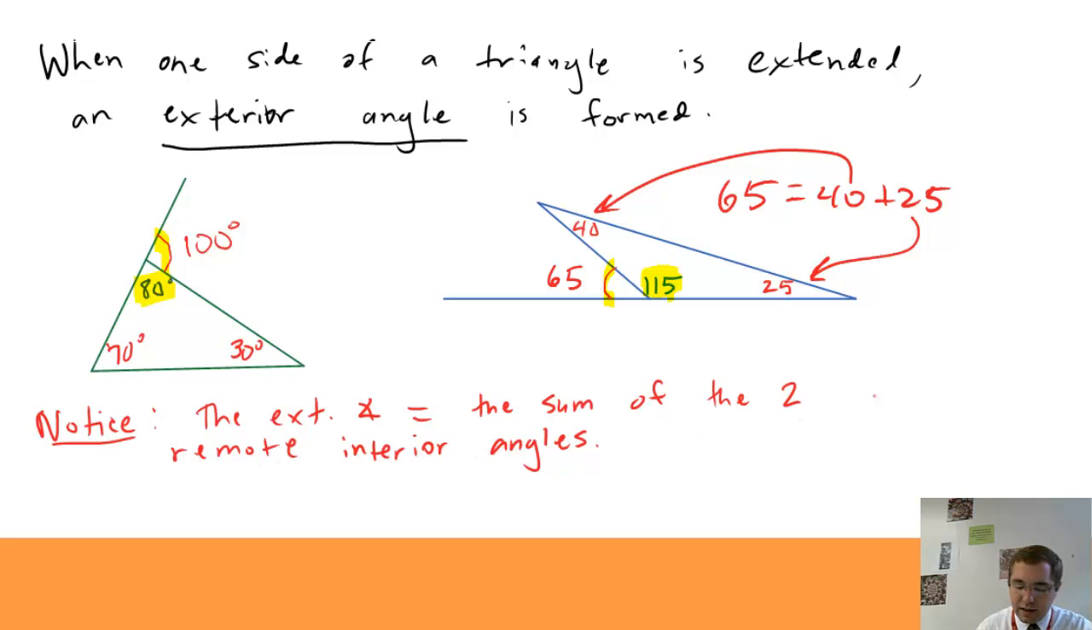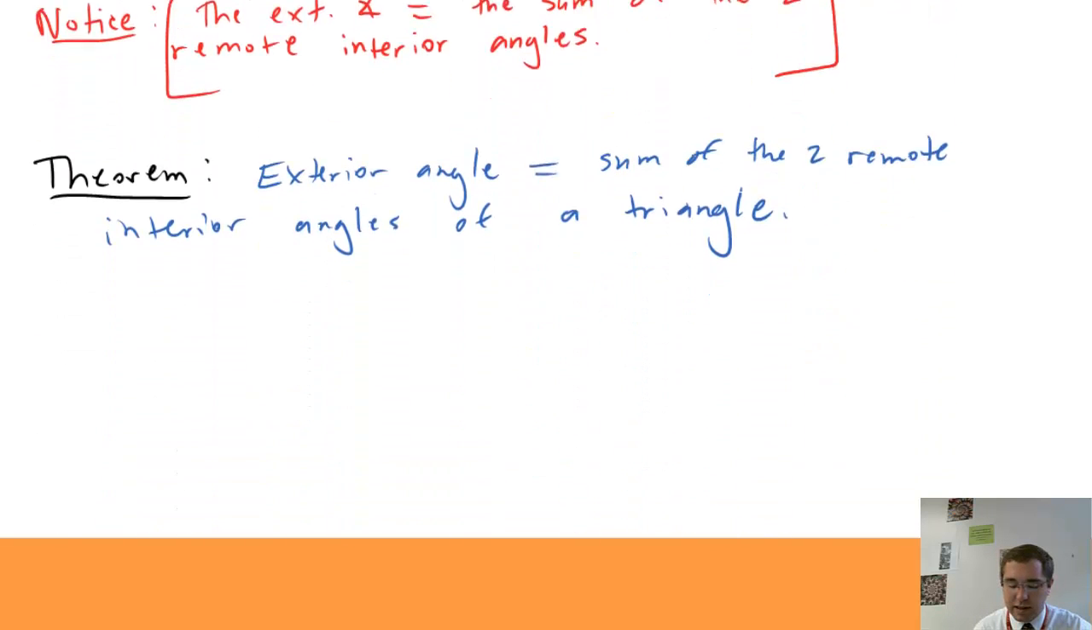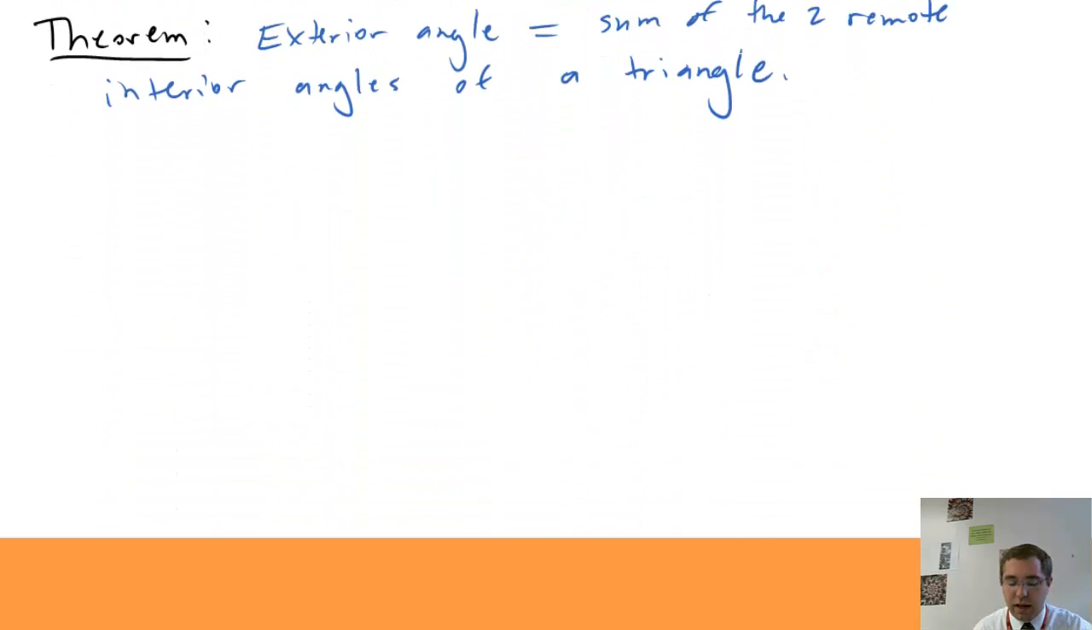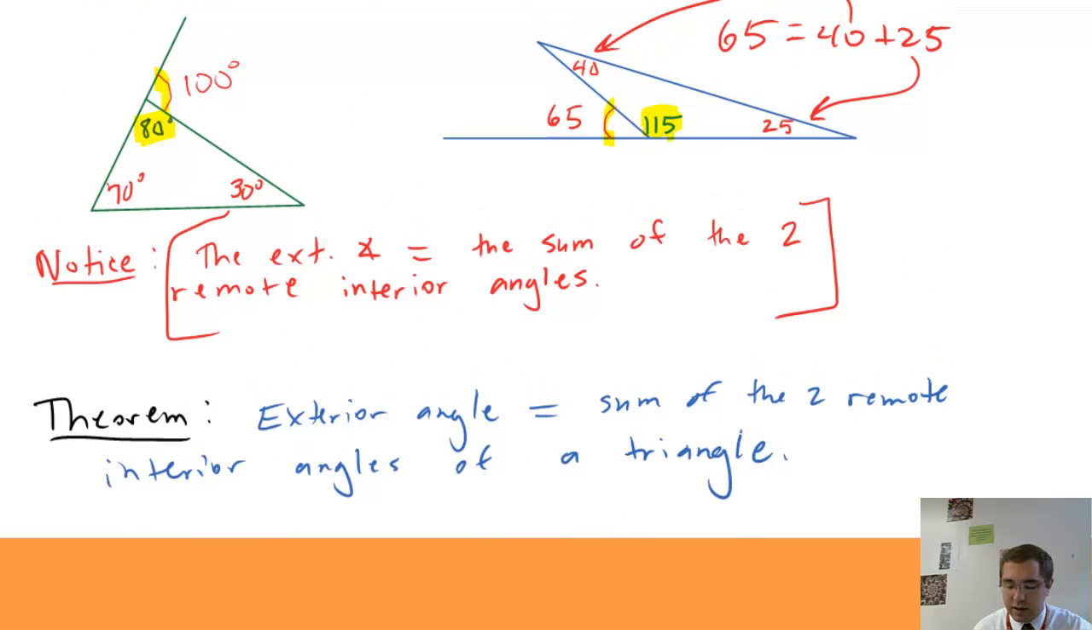That is, in fact, the theorem. So notice the exterior angle equals the sum of the two remote interior angles. And that is the statement of this theorem. The exterior angle of a triangle equals the sum of the two remote interior angles of a triangle. If we draw an exterior angle by extending a side, the measure of that angle is what we get if we were to add up the two interior angles of the triangle that are not related to the exterior angle.